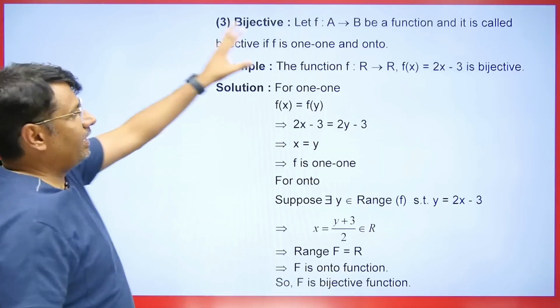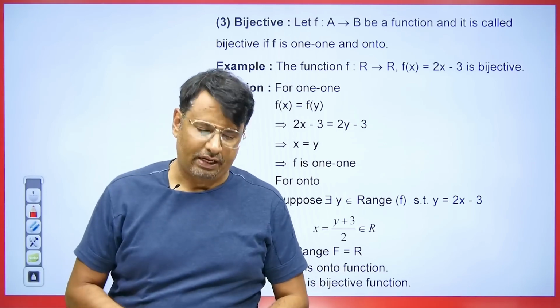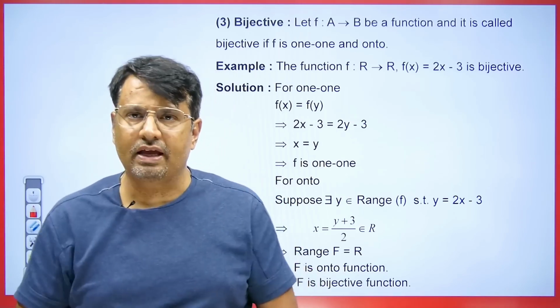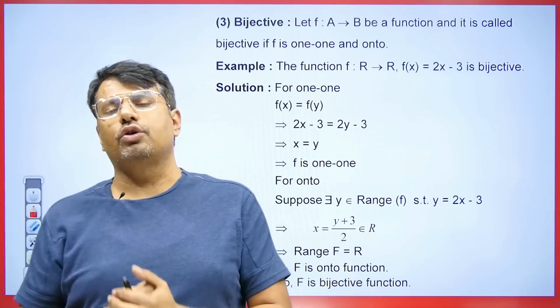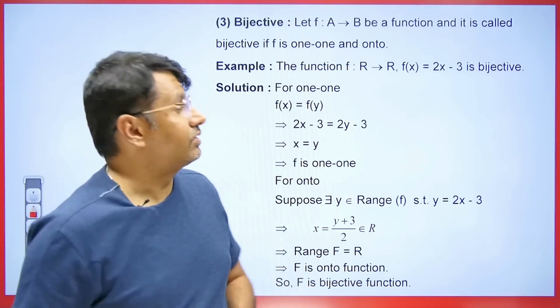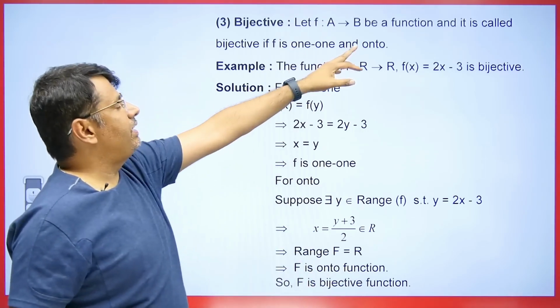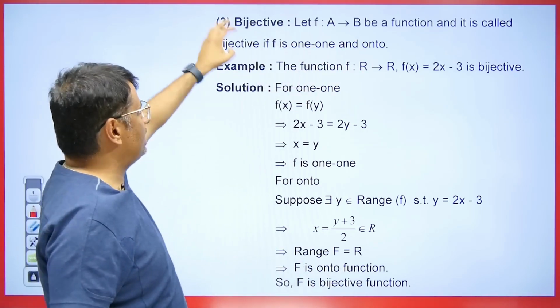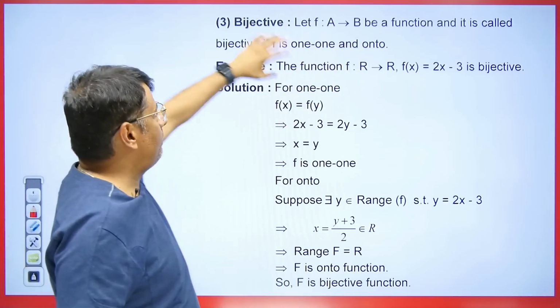So now let's move ahead. Students, let's discuss bijective functions. So what is a bijective function? A bijective function is a function that is both one-one and onto, right? Is this clear? A function f from set A to set B is called bijective if it is both one-one and onto.